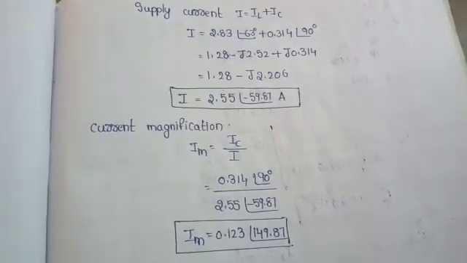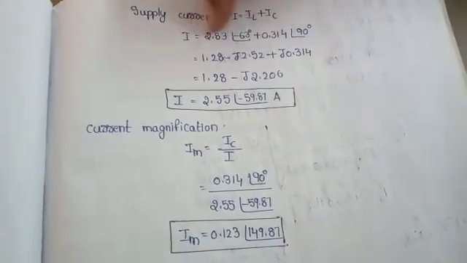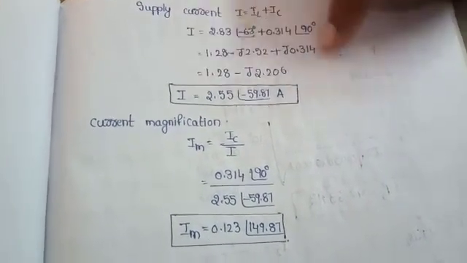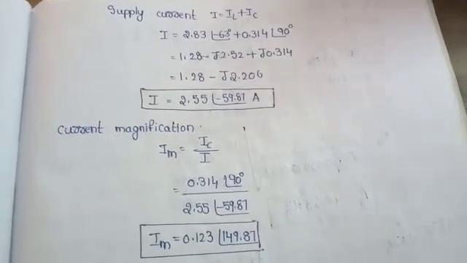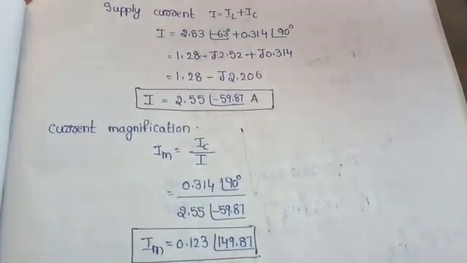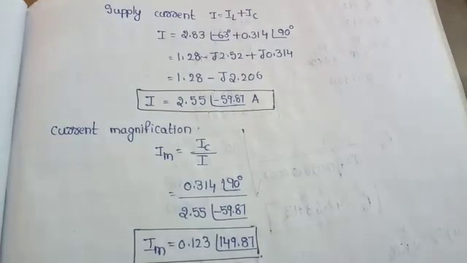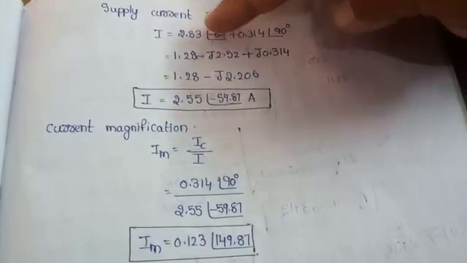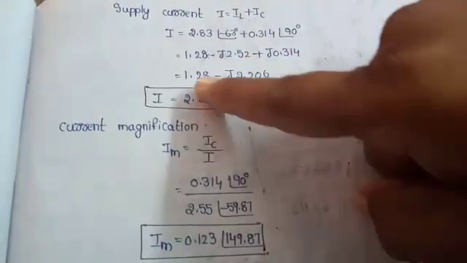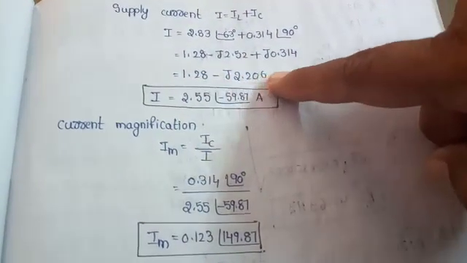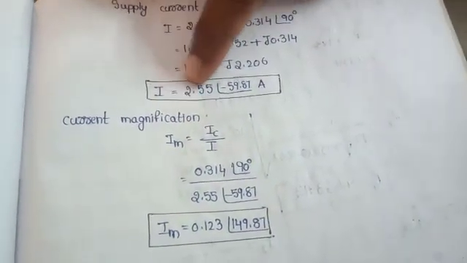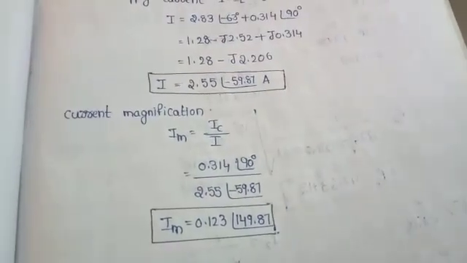Now the supply current is nothing but the combination of inductive current and capacitive current, I is equal to IL plus IC. These two are in polar form. Now convert this polar form into rectangular form and then add. Why? Because for adding and subtracting, rectangular form is used; for multiplication and division, polar form is used. So this is converted into rectangular form and then added, giving 1.28 minus j2.206. Now convert this again to polar form: the total or supply current is 2.55 at an angle of minus 59.87.